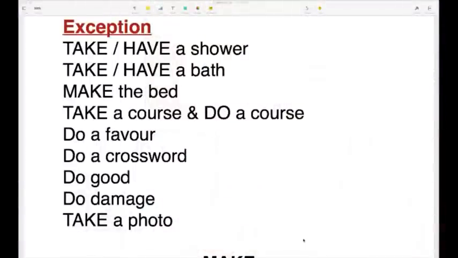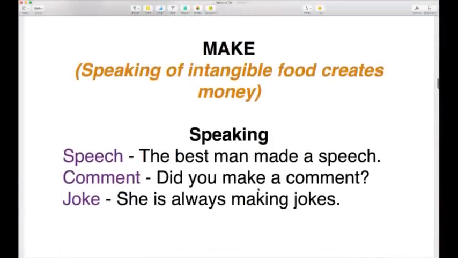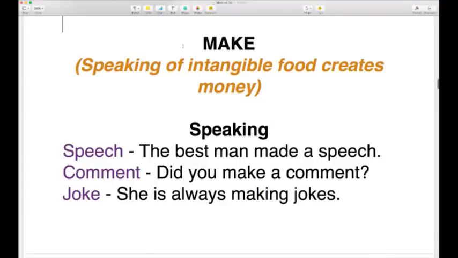Hello, if you're just joining me for the first time, it's lovely to see you here. We are talking about the difference between make and do. We've just covered do, and now we're going to talk about make. I found it very hard to come up with a sentence for this one, but a helpful sentence might be: speaking of intangible food creates money.